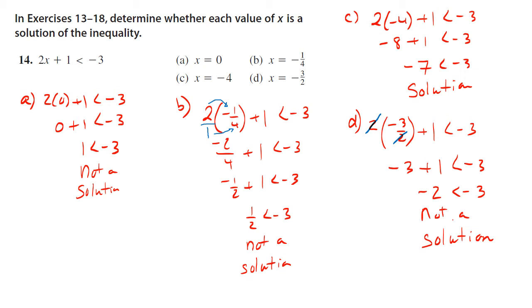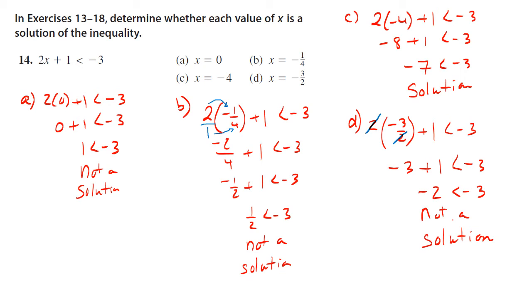D, and let's put this one in. This is a negative improper fraction. Let's see, negative 3 over 2 for the x. That comes in for the x's. Plus 1 is less than negative 3. True or false? Well, again, that 2 and that 2 reduce. So we're left with a negative 3 on top. Plus 1 is less than negative 3. Negative 3 plus 1 is a negative 2. Negative 2 is less than negative 3. Yes or no? Is that true? Negative 2 is less than negative 3. That is not true. Therefore, not a solution.